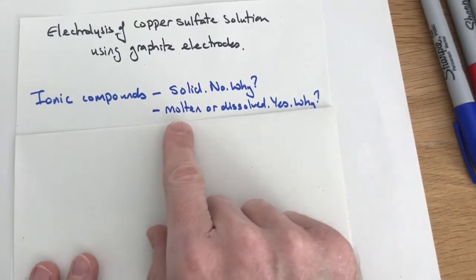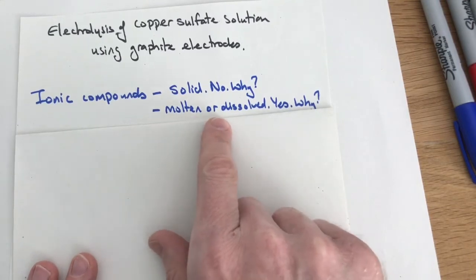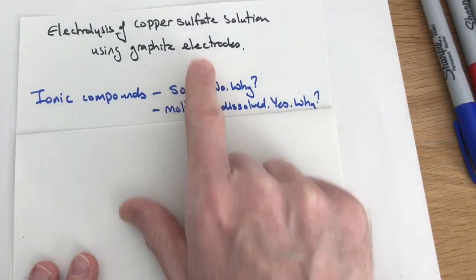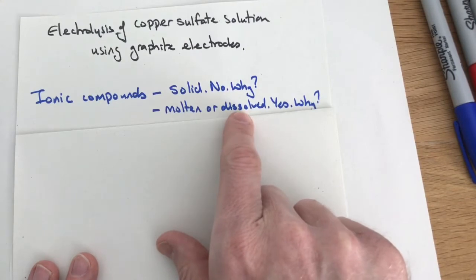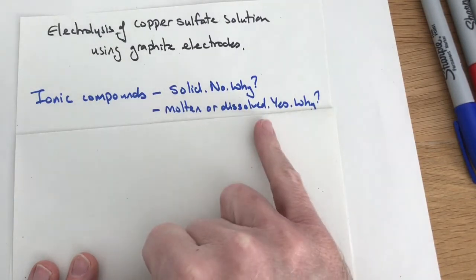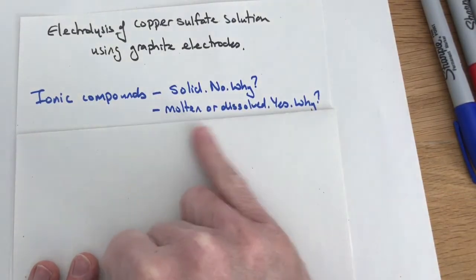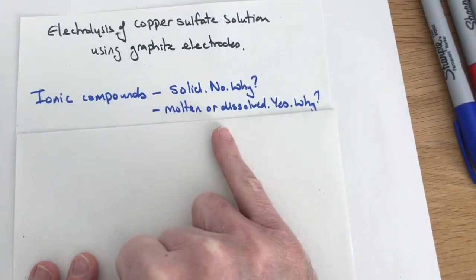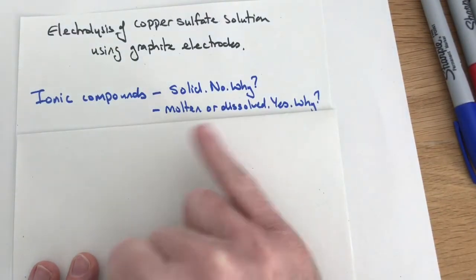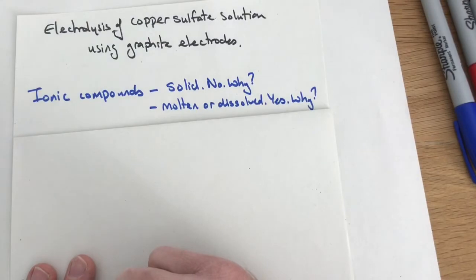But if we heat them up, make them molten, or if we dissolve them, as we are going to do here to make a solution, then the ionic compound will conduct, because the lattice has been broken by doing one of these two things, meaning the ions are free to move, and therefore it will conduct electricity.